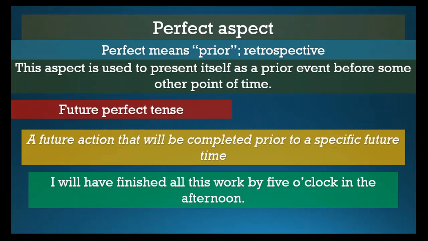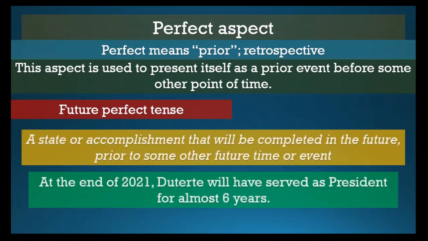Here, the speaker is supposed to get home at the moment when he cooks dinner. But with the future perfect tense aspect, the speaker says that he or she can get home before the future event of cooking the dinner. Lastly, the future perfect tense aspect may be used to tell something about a state or accomplishment that will be completed in the future prior to some other future time or event.